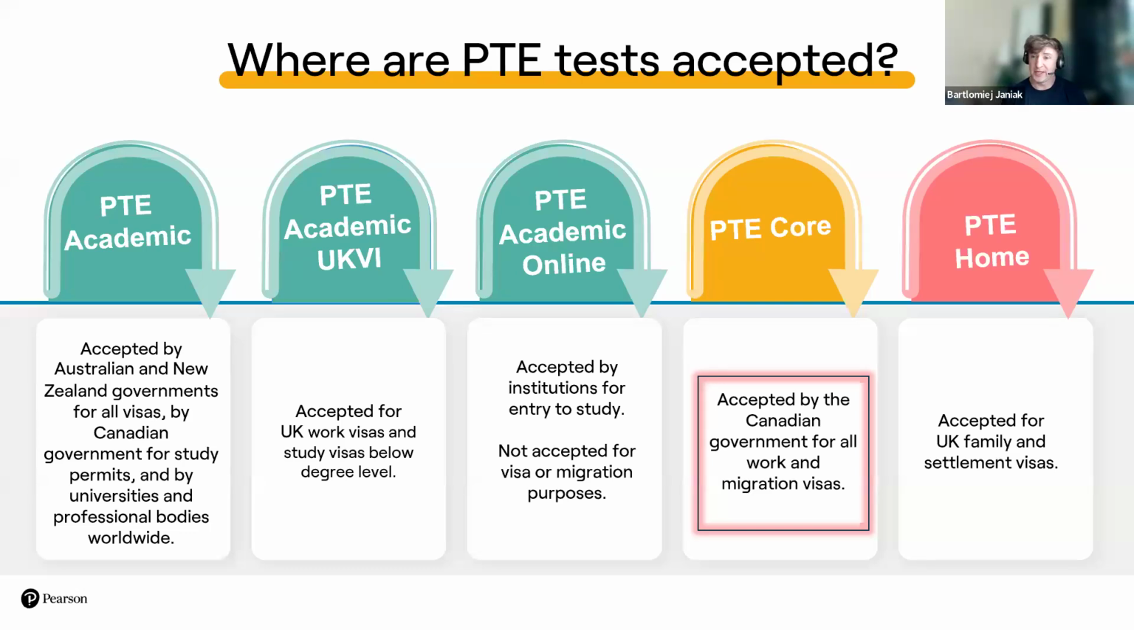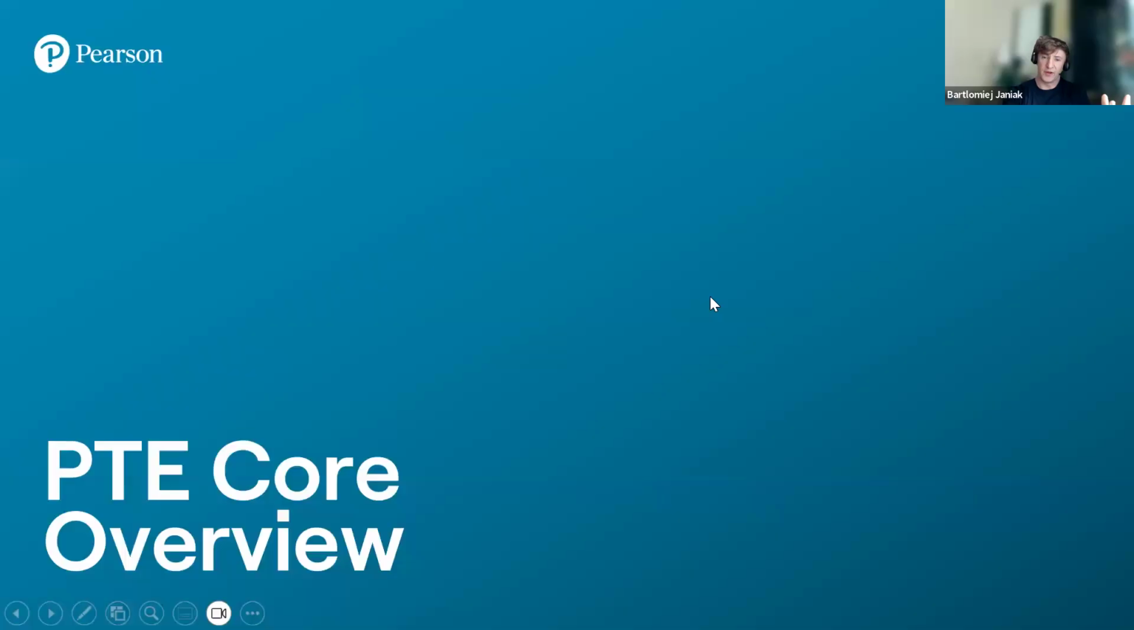And then there is PTE Core. So I hope that now you will know it. It's accepted by the Canadian government for all work and migration visas. So if you're planning to work in Canada, or you're planning to move to Canada, PTE Core is the right choice for you. And we've got PTE Home, which is accepted for family and settlement visas. So this is the overall PTE portfolio.